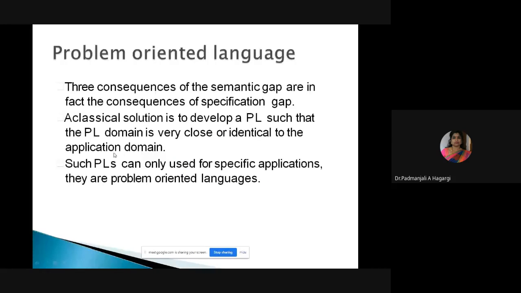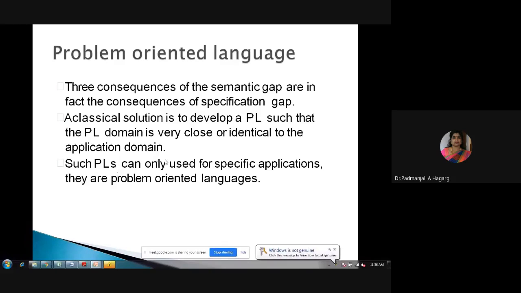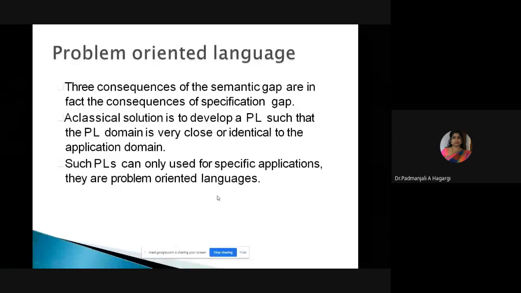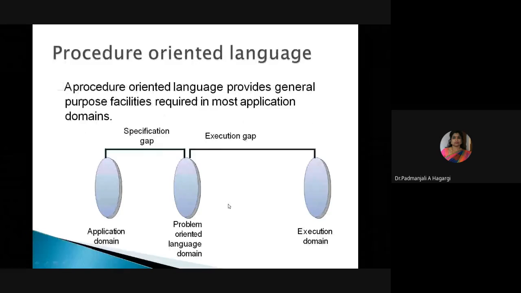The three consequences of the semantic gap are in fact the consequence of the specification gap. A classical solution is to develop the programming language in such a way that the programming language domain is very close to, or identical to, the application domain. Such programming languages can only be used for specific applications. They are the problem oriented languages.